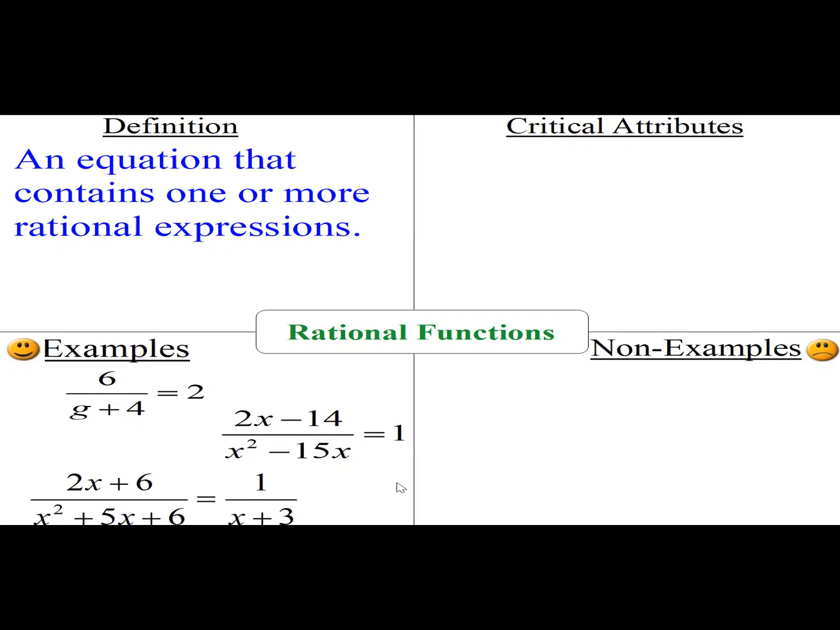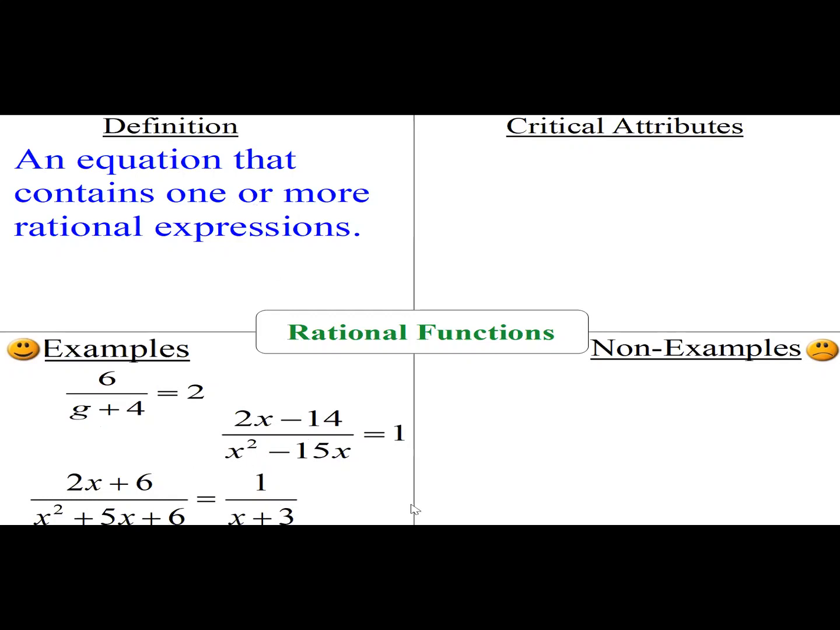Now, as you're writing those down, let me reiterate the definition. It says rational functions are equations that contain one or more rational expressions. So notice it starts with an equation. Let's see, do we have equations here? Equation, equation, equation, yes. Do they contain one or more rational expressions or one or more fractions? Let's see, does this one have a fraction? Yes, it's right there. Does this one have a fraction? Yes, right here. Does this one have a fraction? Yeah, it has 2 of them because the definition says one or more rational expressions.